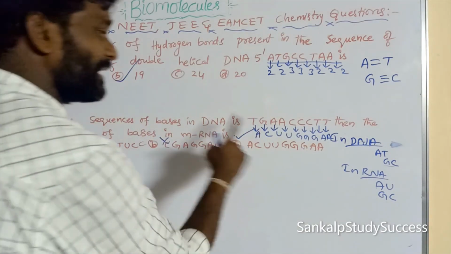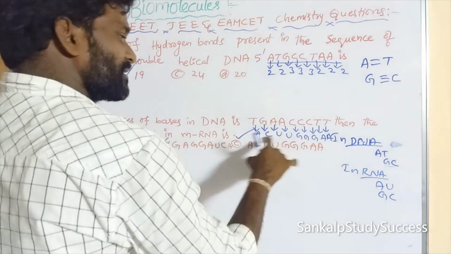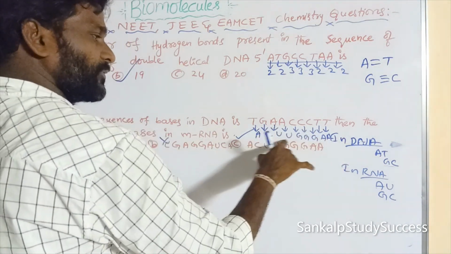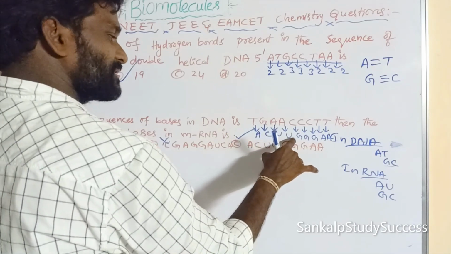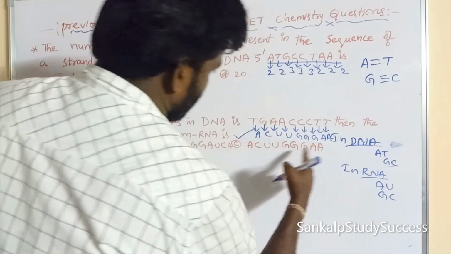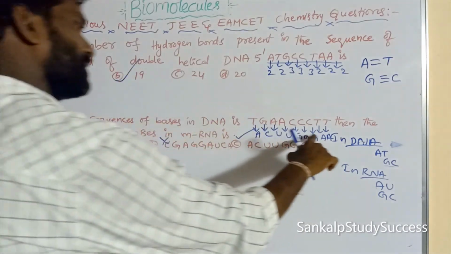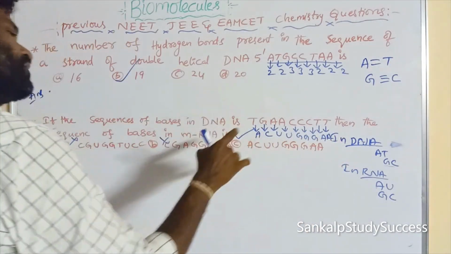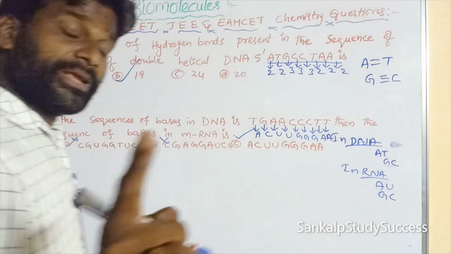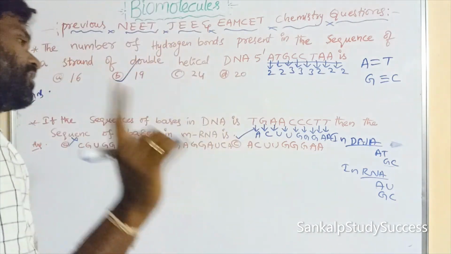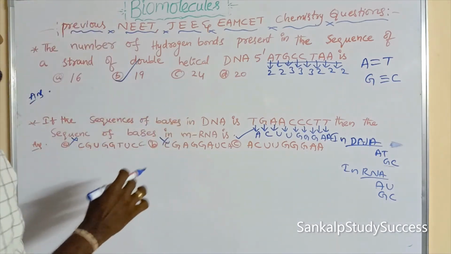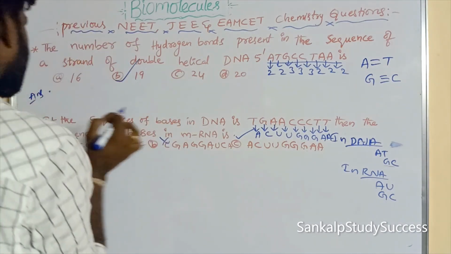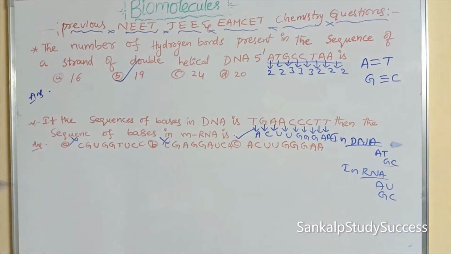In mRNA, thymine is absent. In the answer, thymine is absent. Only adenine, cytosine, uracil and guanine are present. If T is written, that is wrong, because in RNA thymine is absent. So this is the answer. These two questions are very, very important.